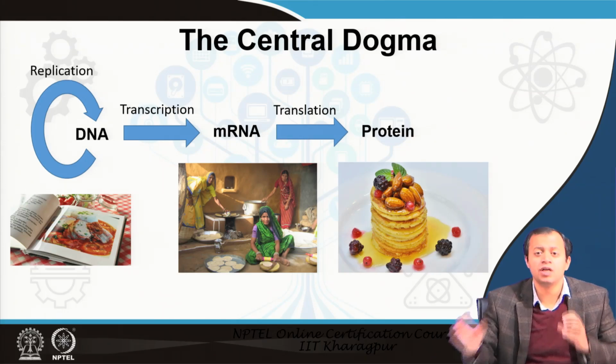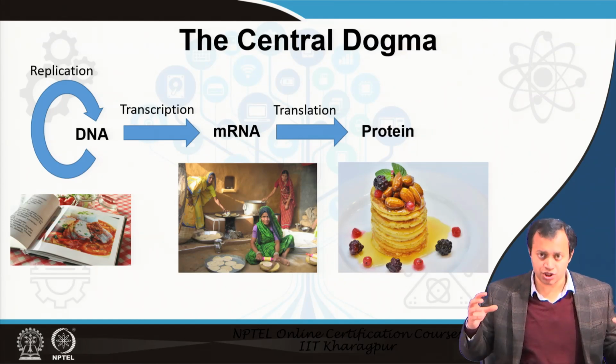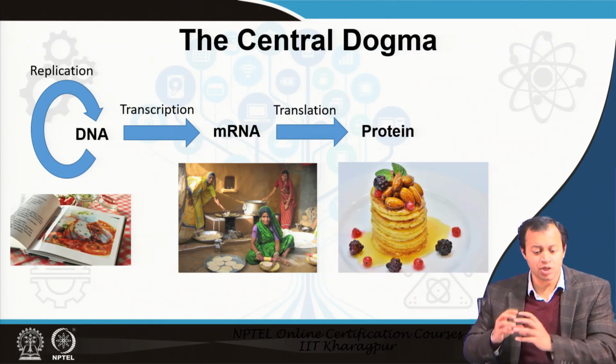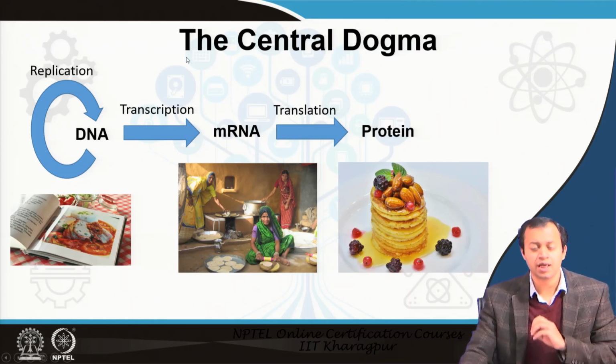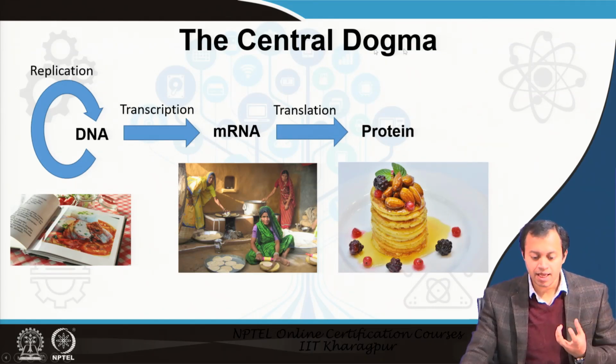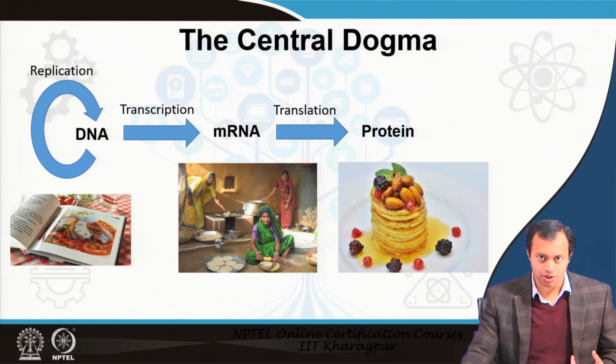That is how genetic information is passed from one generation to another generation. And this whole process, DNA creates RNA, RNA creates protein, is called the central dogma. Now, you have to understand this for the sake of it. Central dogma is the basis of molecular biology.